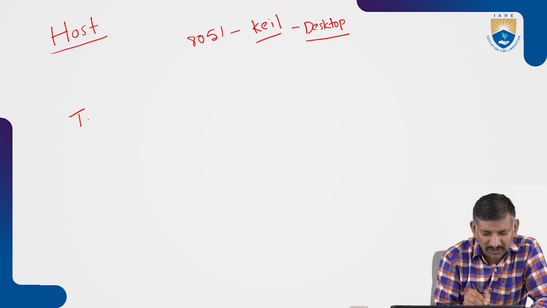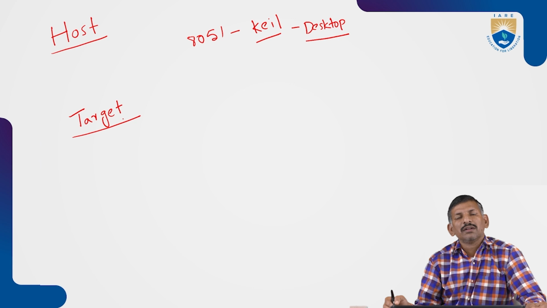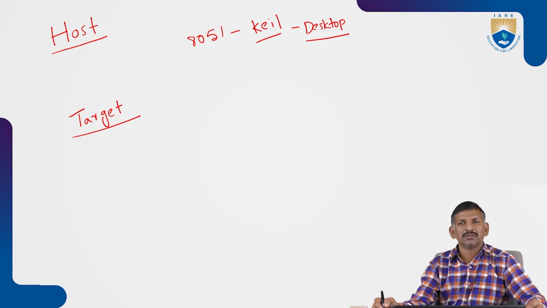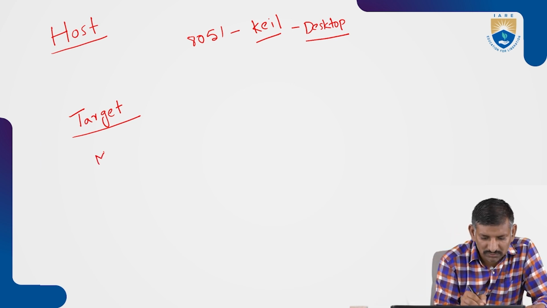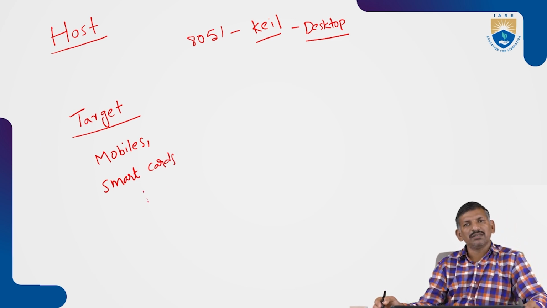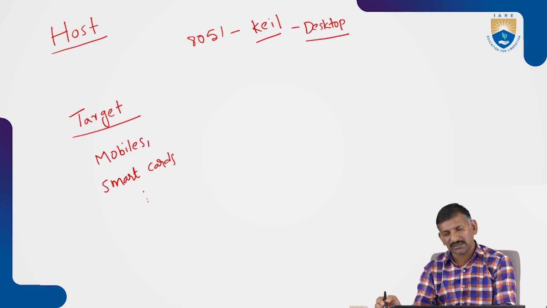Next, target machine. Target means the desired embedded system is called the target machine, like mobile phones, smart cards, or whatever it may be. All embedded systems are target systems. So the desired system is called the target system. This is called the host and target machine concept.